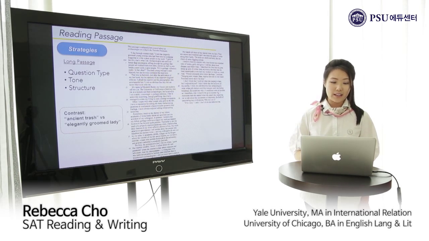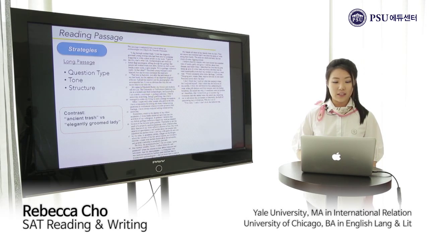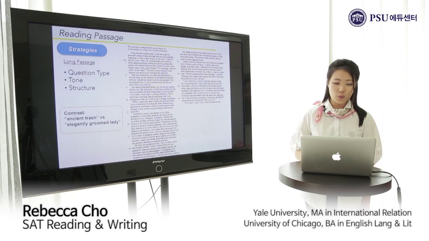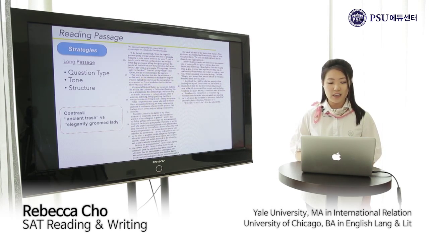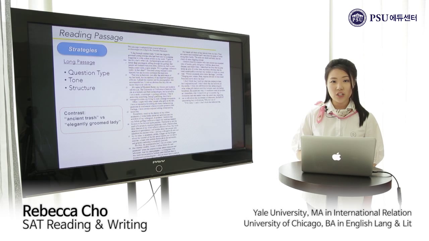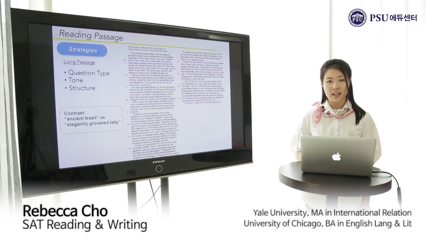But before we do that, let's take a closer look at this passage. In the beginning, the first paragraph, we're given a contrast. "I dig through ancient trash," I told the elegantly groomed young woman. And we have a contrast between the words ancient trash and the elegantly groomed lady. And so this sets the tone, or the stage, for this entire text. And you'll continually see these types of juxtapositions, which are important in setting the tone.